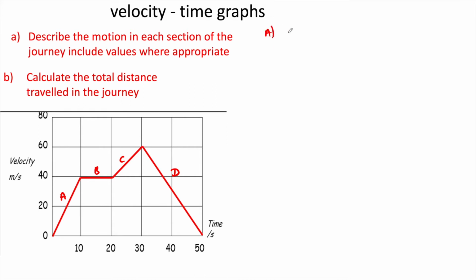So in section A, it's travelling with a constant acceleration. And that's equal to the change in velocity over time. Notice I'm writing the equation out first, which is 40 divided by 10, which gives you 4 meters per second squared.